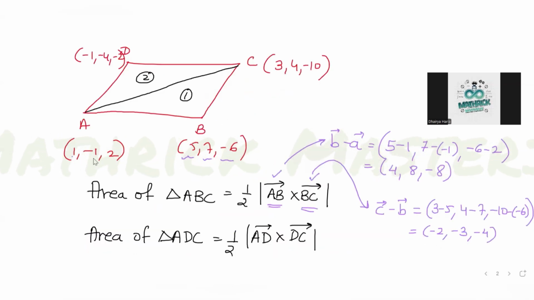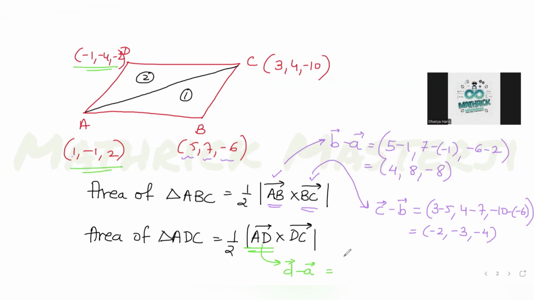So to get the area of triangle ADC, I'll just use the same idea. AD, if I want to figure out the coordinates of AD, I can do as D minus A, where D is these coordinates minus A. So minus 1, minus 2. Then you get minus 4 minus 1. So minus 4 and plus 1, which is minus 3. And minus 2, minus 2. So minus 4.